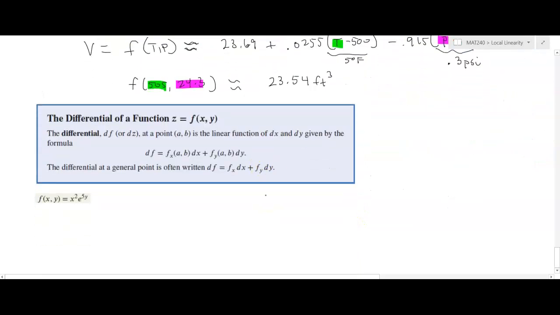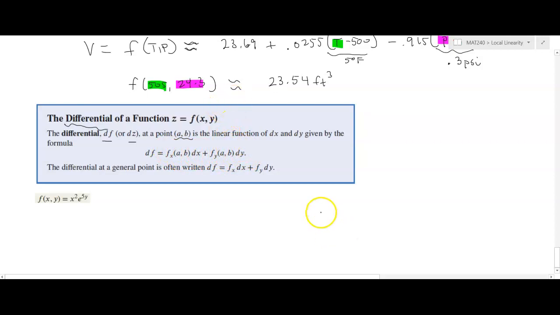Now our last and final concept is this idea of a differential. Not quite like a differential equation, but they are related. Now, a differential is often described as df or dz, and at a point (a, b) is the linear function of dx and dy given by this formula here. df equals the slope in the x direction times dx, plus the slope in the y direction times dy.